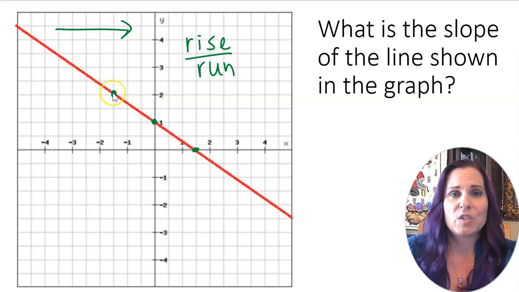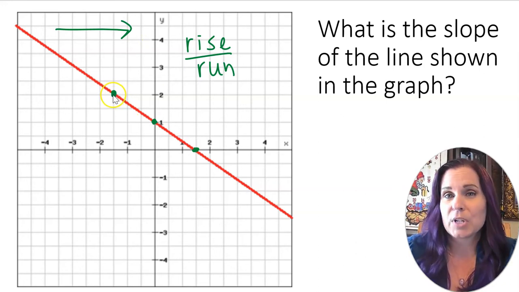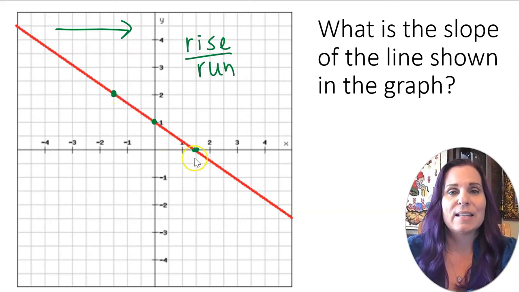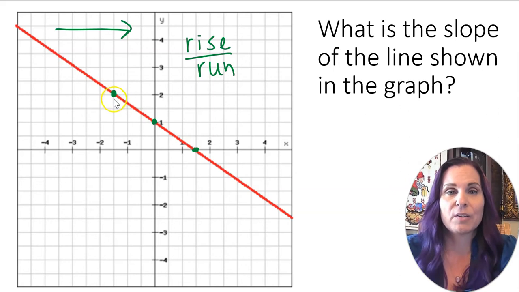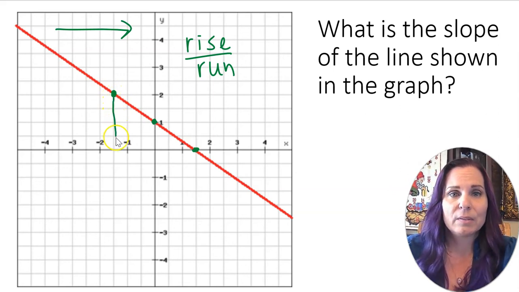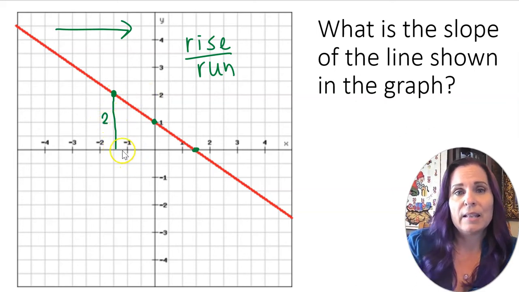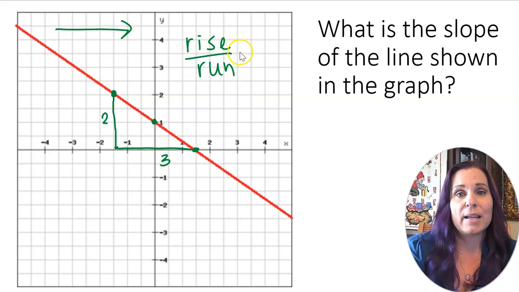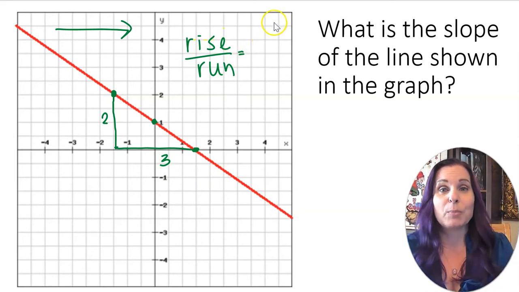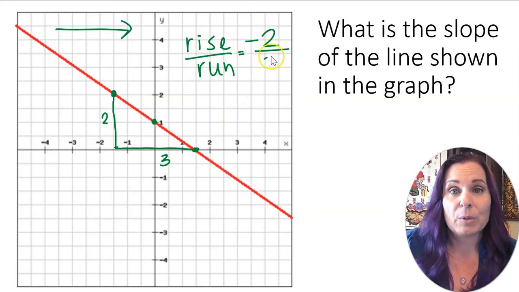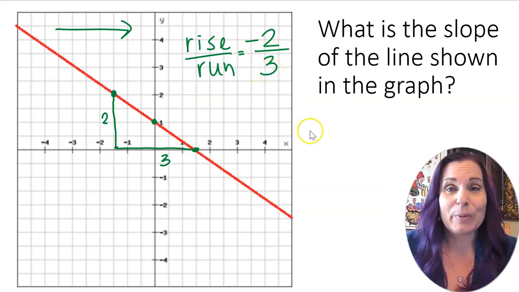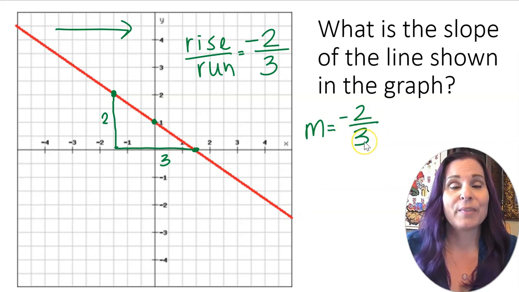So if I start with this point and I want to look at how far either up or down and then to the right to get to this point, the way that I would describe it, if I were telling someone how to move from one to the other, I might say go down, and this is 2, and then go to the right, and this is 3, right? Now my rise in this case is negative because I'm going down 2. So my rise would be -2, and my run would be 3. That's it. The variable we use for slope is m, so I would say that my slope is -2 over 3.